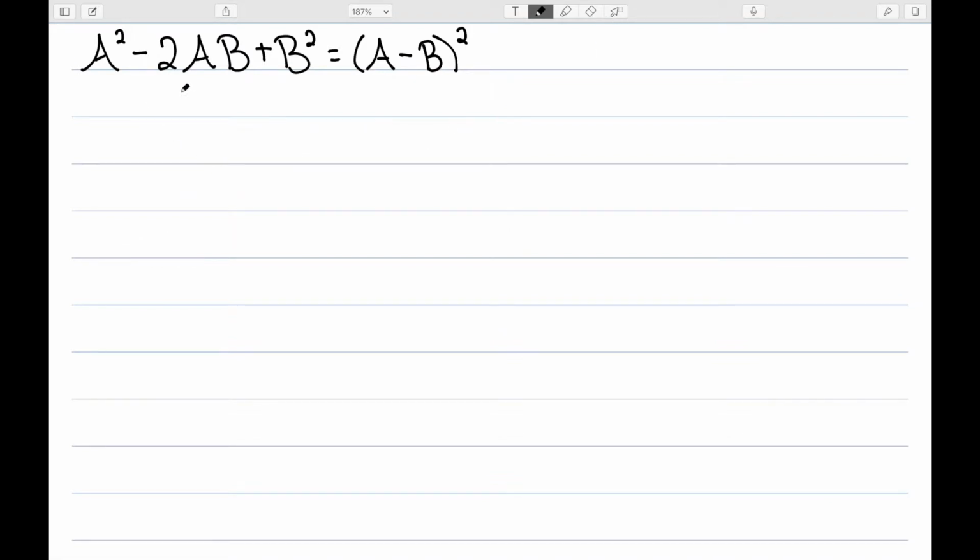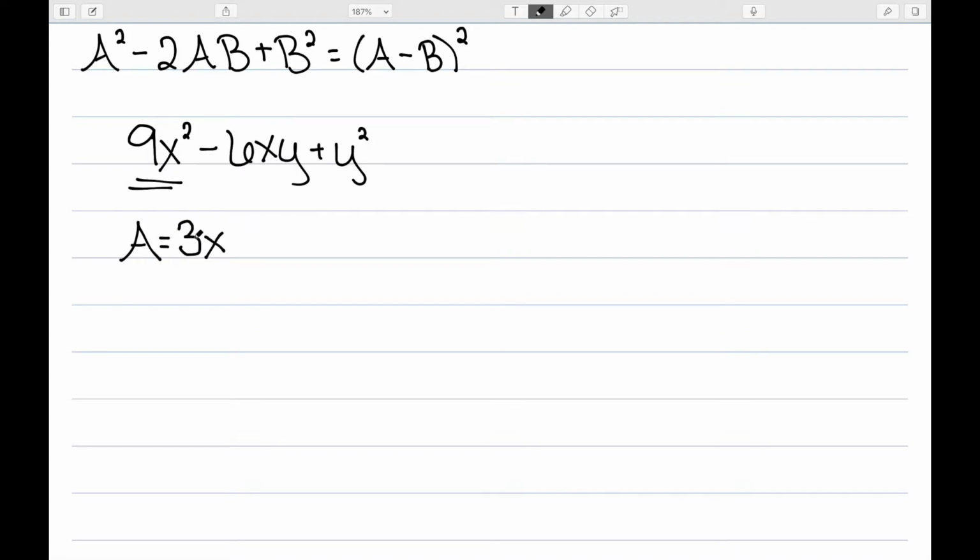Very much related to that, all I did was change the sign of the middle term, a squared minus 2ab plus b squared. So if I have 9x squared minus 6xy plus y squared, this term, a would be 3x, since 3x squared is 9x squared. B would just be y.